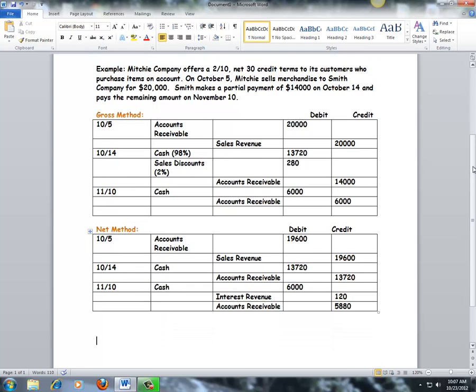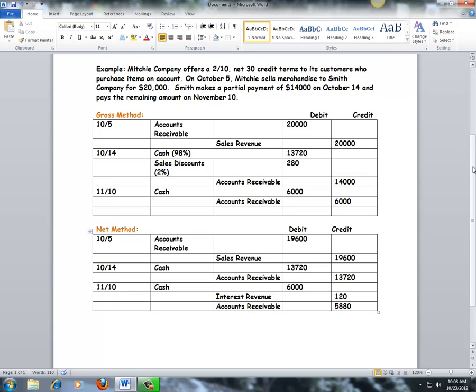The gross method once again assumes that the sale is going to be recorded at 100% of the selling price, so you debit accounts receivable to increase that asset by $20,000, and you credit sales revenue to increase that revenue account by $20,000. On 10/14, when cash is going to be made as a partial payment on this $20,000 accounts receivable, the customer sends $14,000.